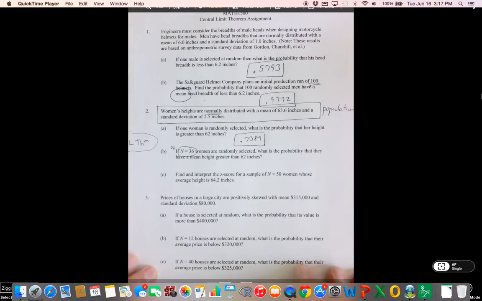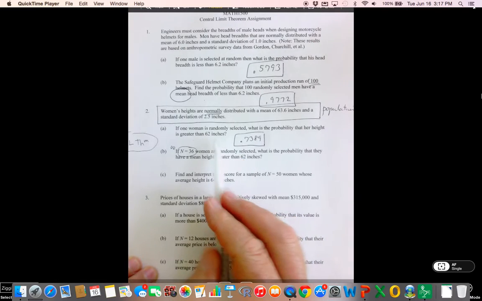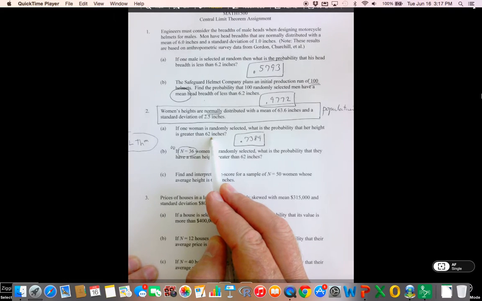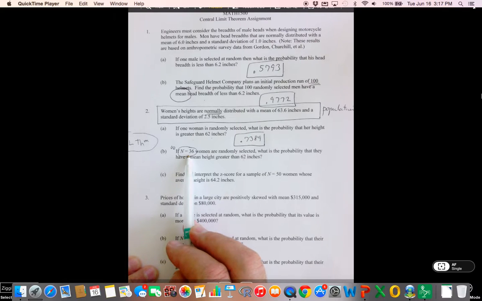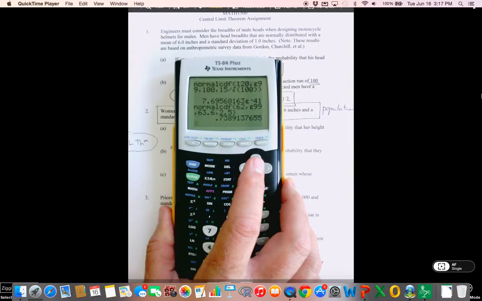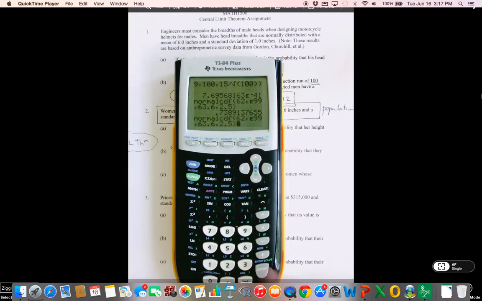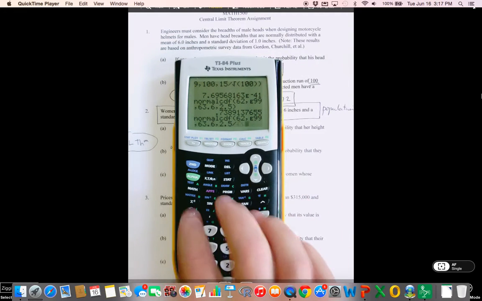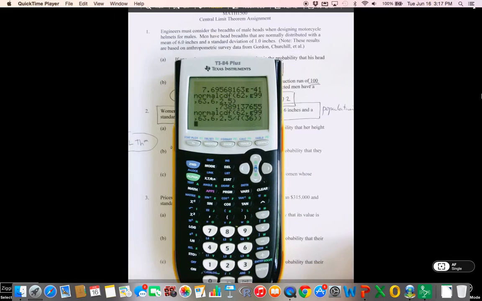So what is the difference in working this problem and this problem? Well, it's a different type of problem, but at the end of the day, what's the difference? Not much. I just have to divide the standard deviation by the square root of n instead of using the standard deviation of 2.5. So guys, I got the same problem I had before. I don't need to change anything except divide by the square root of the sample size. That's the only thing that changes.